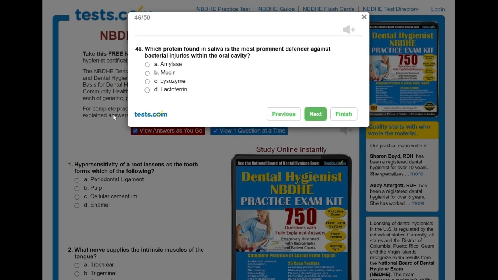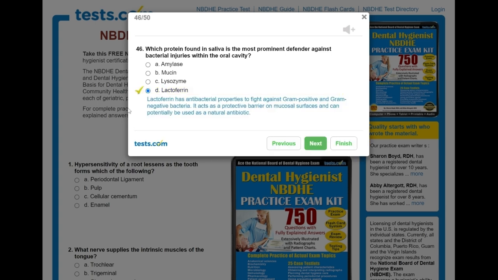Question 46. Which protein found in saliva is the most prominent defender against bacterial injuries within the oral cavity? A. Amylase. B. Mucin. C. Lysozyme. D. Lactoferrin. D. Lactoferrin. Lactoferrin has antibacterial properties to fight against gram-positive and gram-negative bacteria. It acts as a protective barrier on mucosal surfaces and can potentially be used as a natural antibiotic.